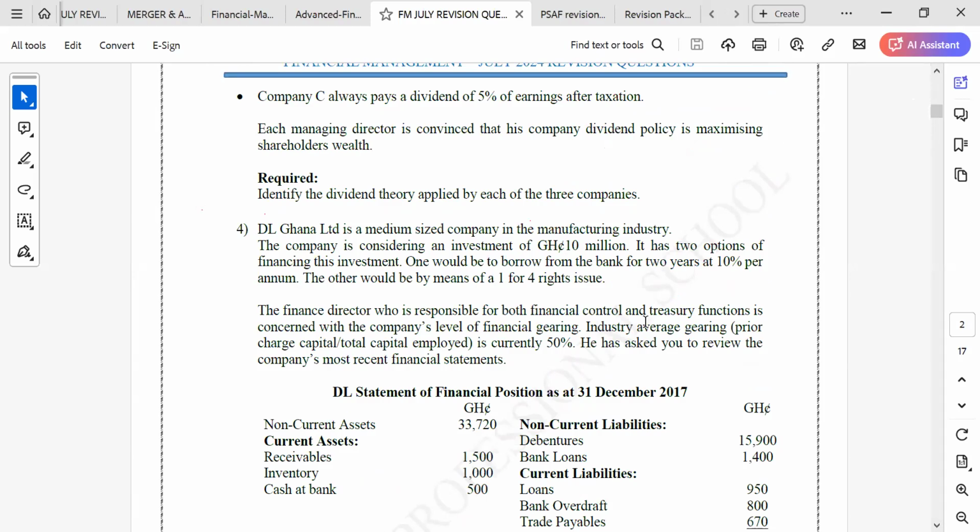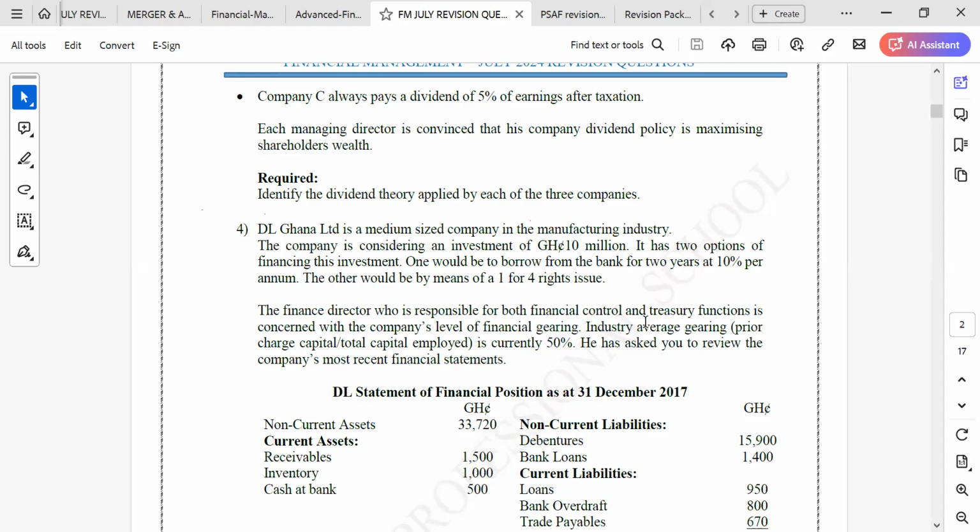DL Ghana Limited is a medium-sized company in the manufacturing industry. The company is considering an investment of 10 million cedis. It has two options of financing this investment. One would be to borrow from the bank for 2 years at 10% per annum. The other would be by means of a 1-for-4 rights issue.